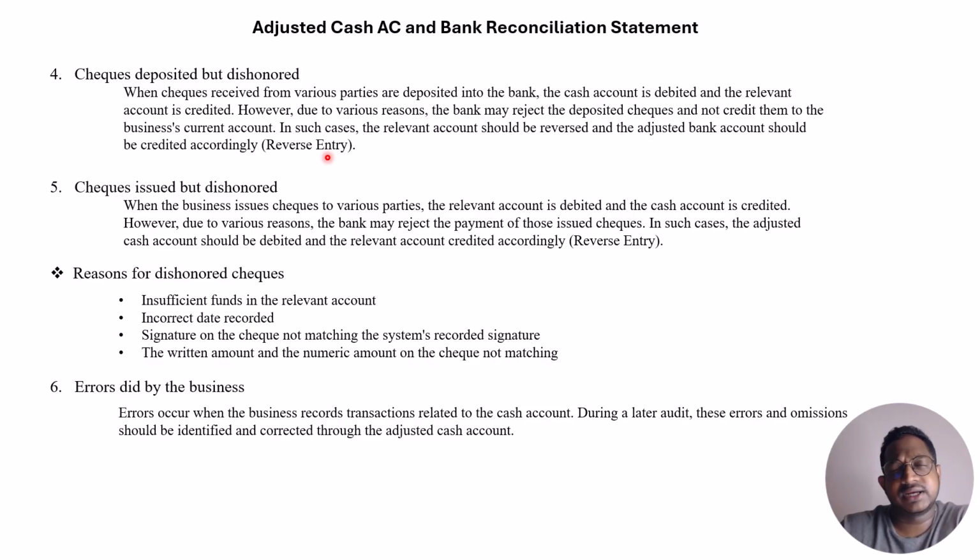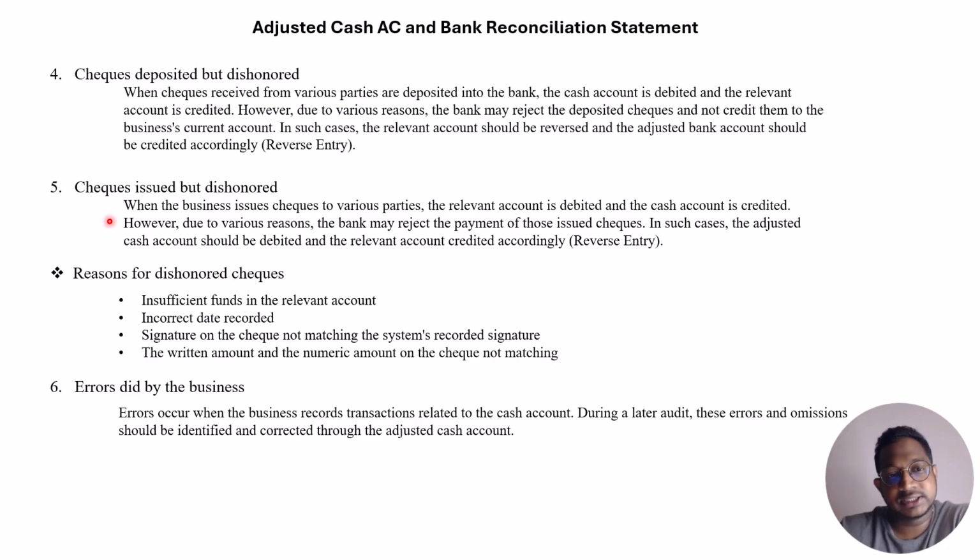So let's get an example here. You are receiving a 25,000 check from debtor A. So at the point of that, cash account debit and that relevant debtor or debtor control account credit. But after you are informed that the check was dishonored, then you have to reverse the entry, which means cash account credit and that debtor account again debit like that.